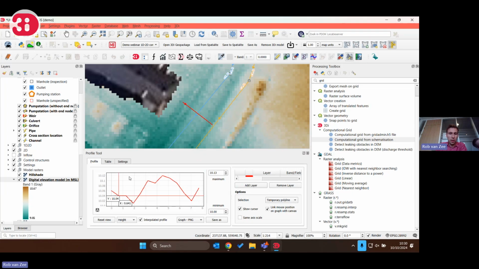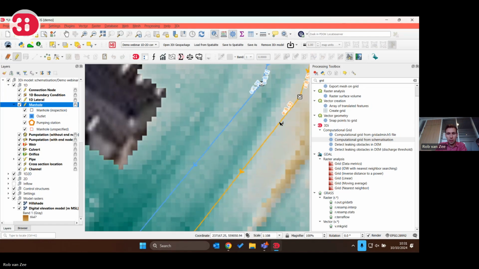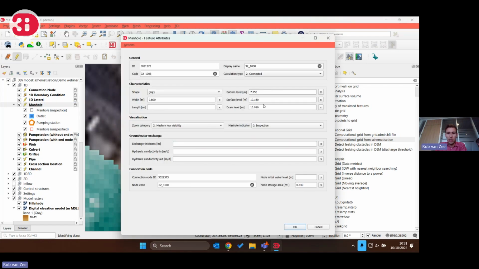And normally when you have a sewage system, especially a storm drain system, you also have locations at the side of the road, in Dutch it's kolken, where water can enter the storm drain. And therefore it's more realistic to have your drain level about 15 to 30 centimeters below your surface level. And that's why we do that.